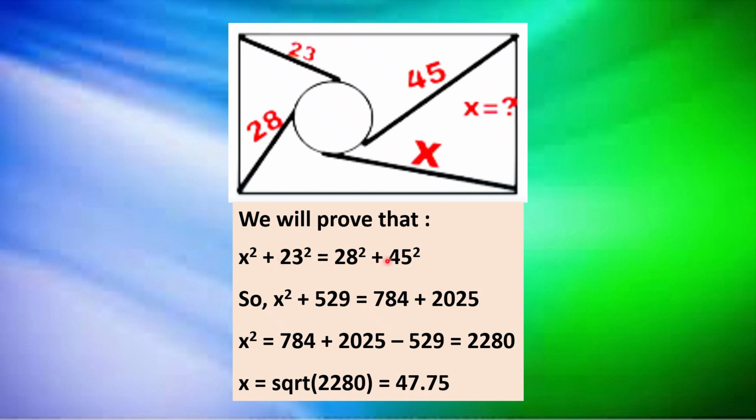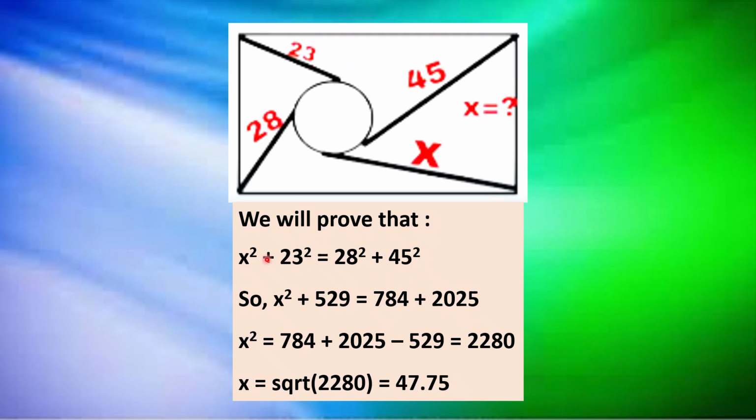So we will prove it, but if we take it for the time being as true, then x square plus 23 square is equal to 28 square plus 45 square, that is x square plus 529 is 784 plus 2025. So x square equals 784 plus 2025 minus 529, that is x square equal to 2280. So x is the square root of 2280, which is about 47.75 units. So 47.75 units is the length of the tangent, that is the value of x.